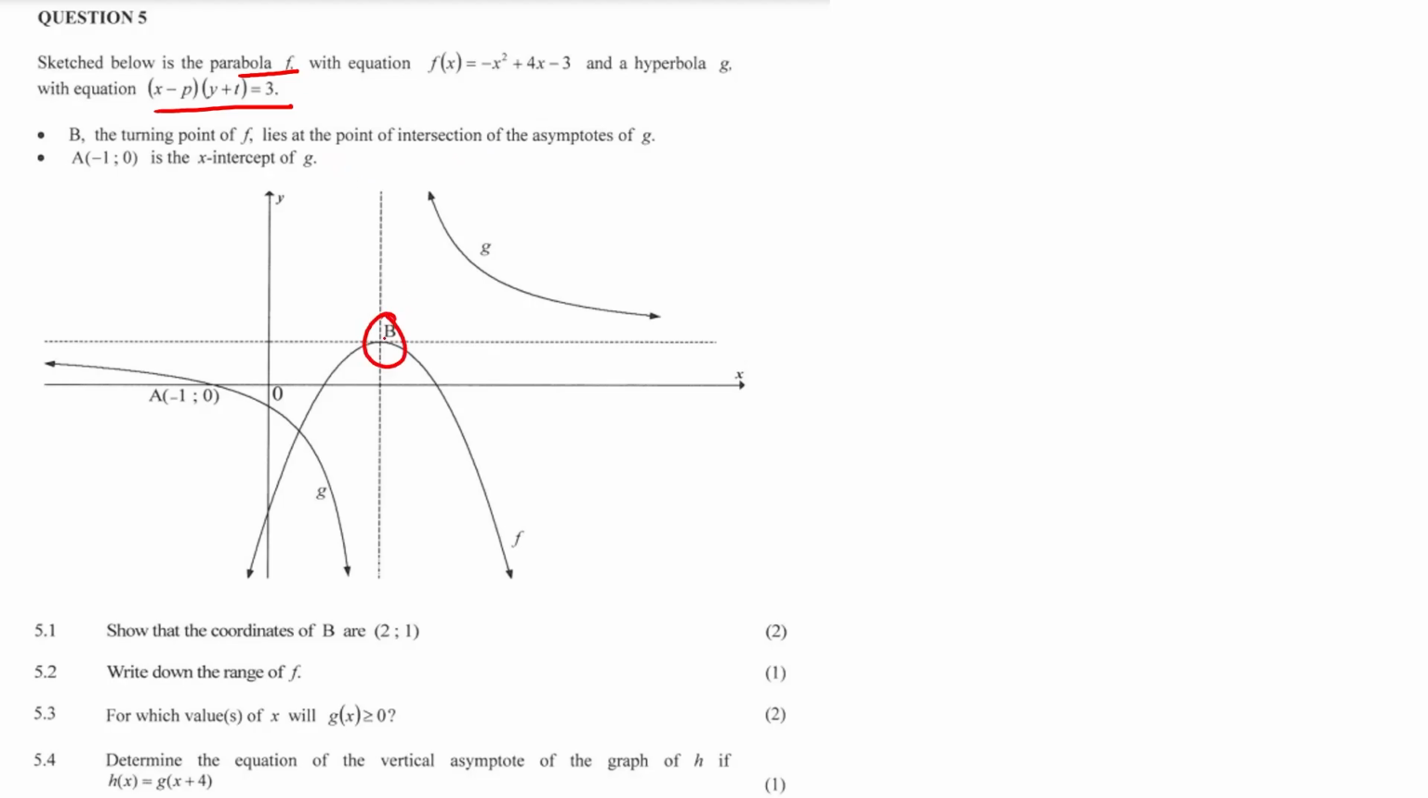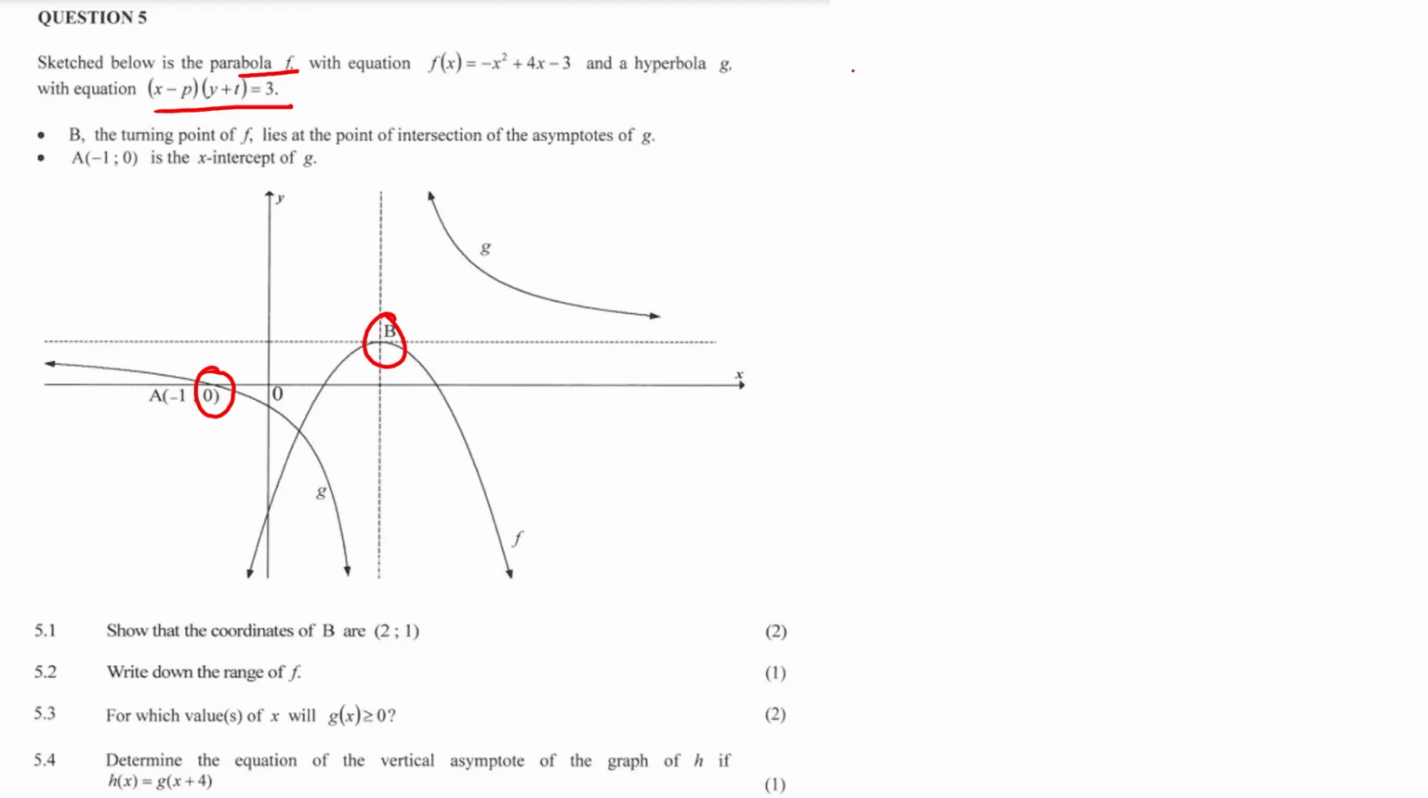Now B is the turning point of f, and it lies at the point of intersection of the asymptotes of g. A has the coordinates -1 and 0, and that is the x-intercept of g. Okay, so not too heavy. We've got a parabola here and a hyperbola. So 5.1, show that the coordinates of B are 2 and -1.